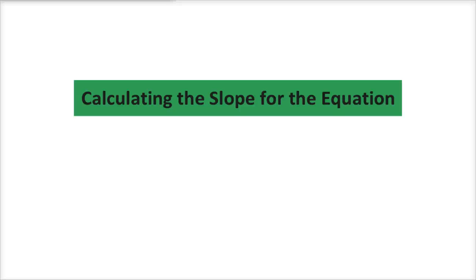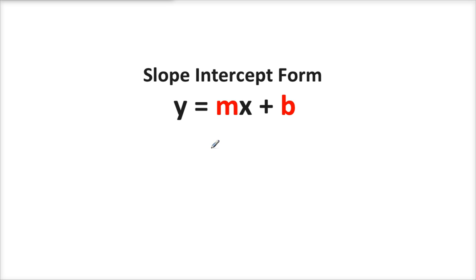The slope-intercept form equation of a straight line has a lot of different uses for us. And the first one that we're going to look at is how we can calculate the slope of a line using the equation. So remind yourselves what the slope-intercept form equation looks like. Remember, this is the equation form for any straight line.